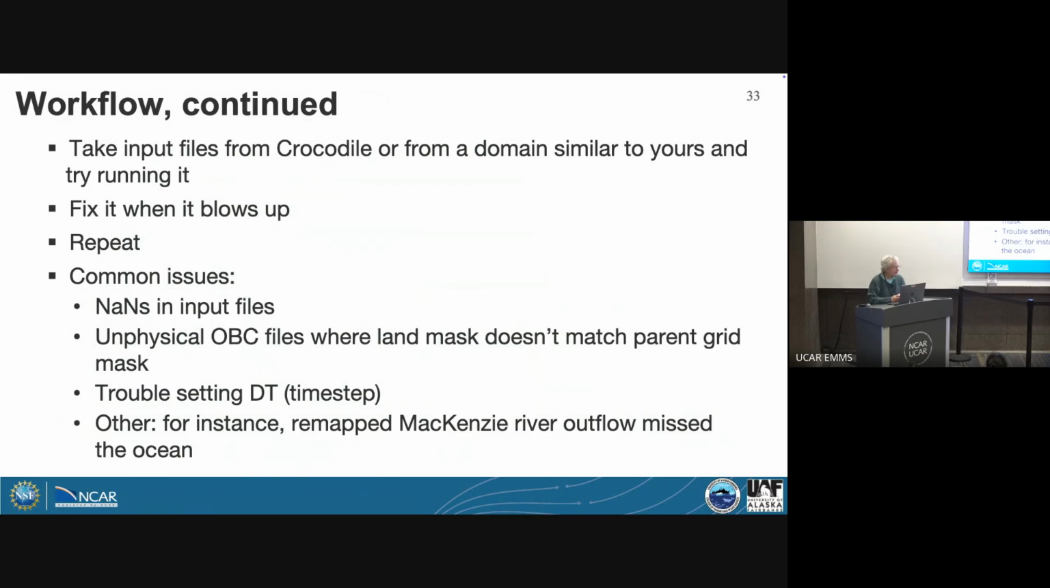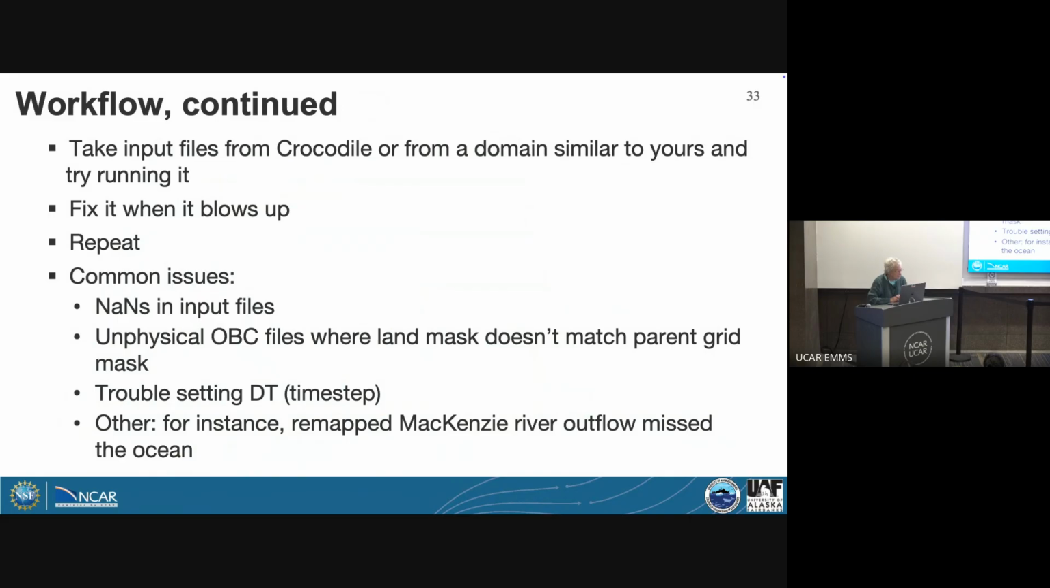That domain I showed on the left for the Resurrection Bay, the western boundary coming from Glorious, didn't have valid values along that whole western open boundary, so that was not going to work. So that's a problem where the landmass didn't match from the parent grid to the child grid.